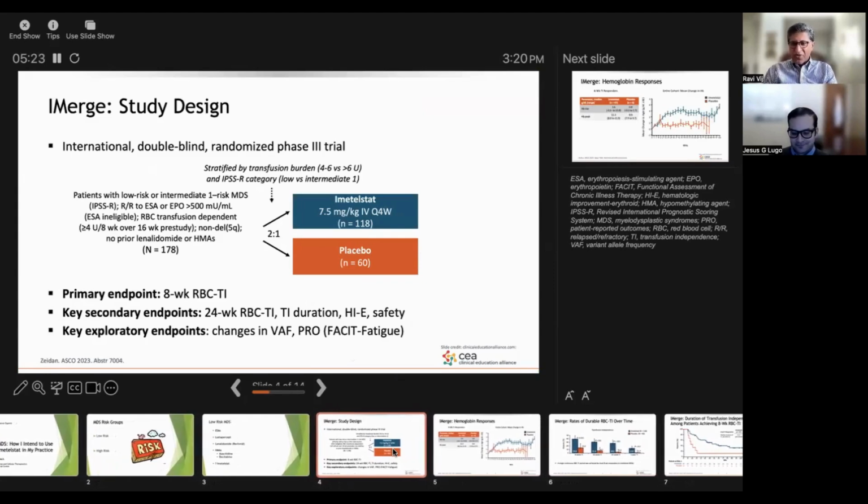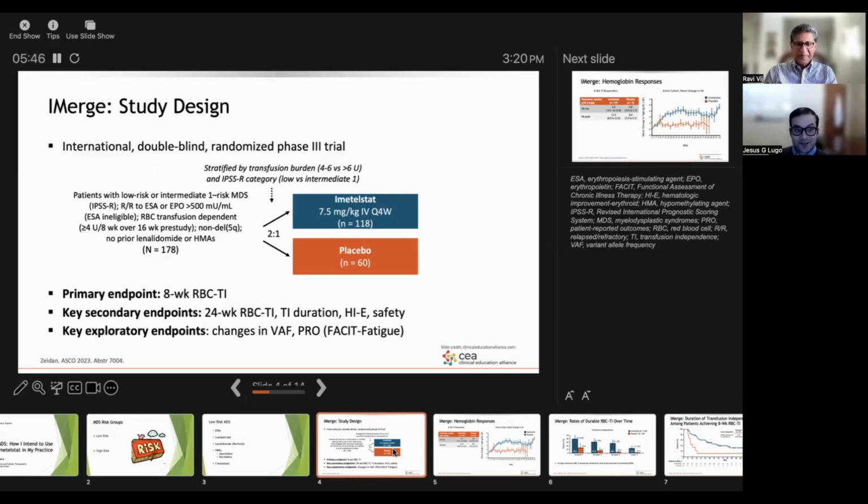So can you talk to us about the IMerge study that has been the pivotal trial? And if I'm correct, we're in June this year, and this drug may actually get approved if the FDA gives the green light in the next few weeks? Correct. That is what we're expecting. So it's going to be very exciting if it happens.